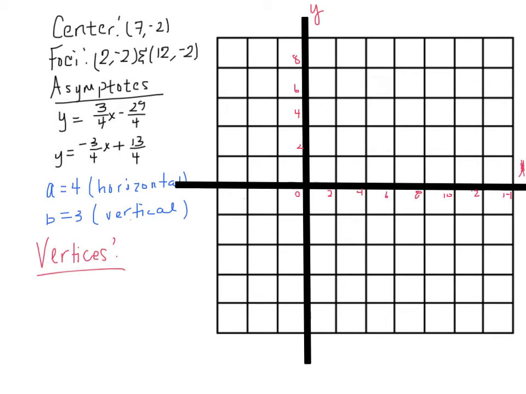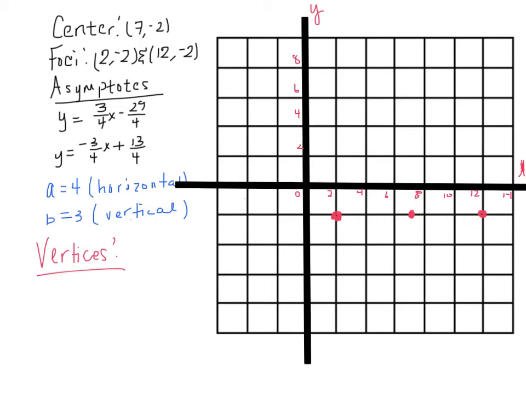So let's graph what we have so far. We know we have a center at (7, -2), which is about here. That's our center. I know I have foci at (2, -2), so that's here, and also at (12, -2), which is here. So notice that that is a distance of 5 away on either side.